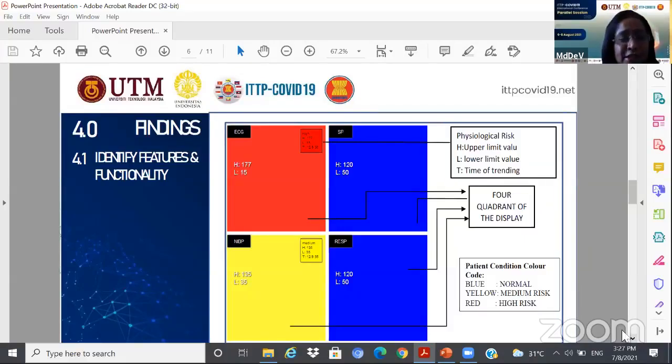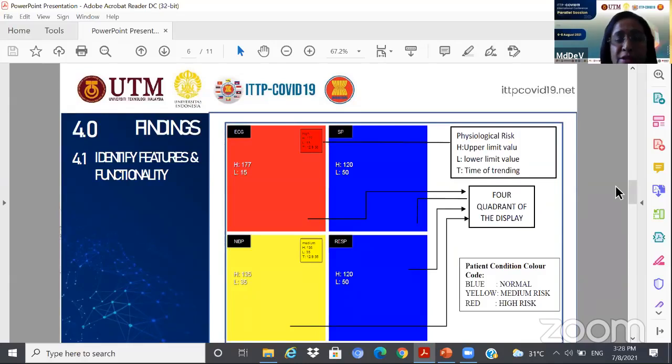The findings of the studies were compiled and identified as features and functions in four quadrants, where each quadrant carries the information of one of the four vital signs. Basically, this alarm monitor monitors the alarms of the vital sign measurements. As I mentioned, there are four values for the physical vital sign measurements. The four quadrants include the auditory alarm and the visual alarm.